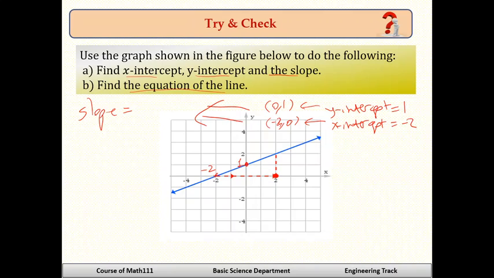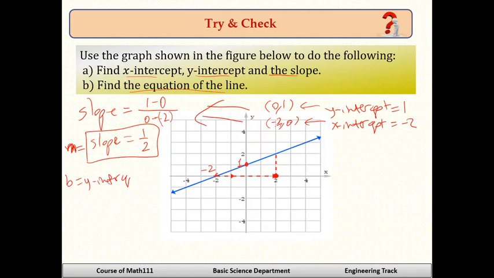The slope is y2 minus y1, and 0 minus -2, so it will be 1/2. So the slope will be 1/2, so it means m is 1/2. And b here, we need a b here. b is the y-intercept, which is 1. So the equation will be y equals 1/2 x plus 1.